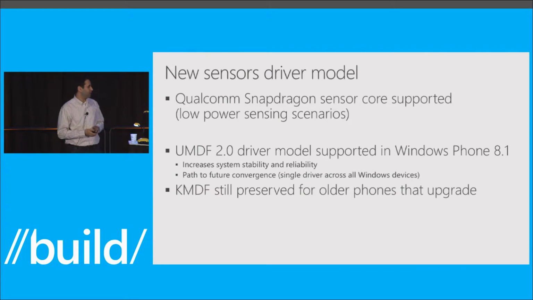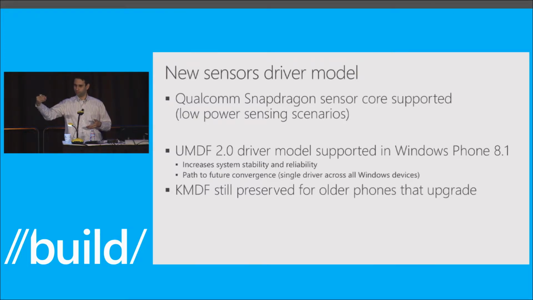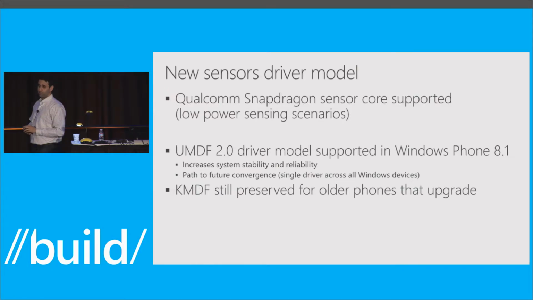The second part I want to call out is we are on a path to make sure that UMDF sensor drivers, UMDF 2.0 sensor drivers from phone will also be ported across to a future version of Windows. So an IHV who's writing that driver needs to write it once between both the platforms and not two different interface sets that exist. Of course, we will preserve the KMDF driver model. There will be a number of phones that just get upgraded that are in the wild today. And we want to make sure that those sensors continue to function when you move across to Windows Phone 8.1.